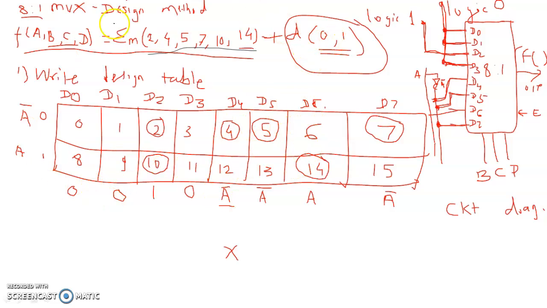So as per this design table, we can draw the circuit diagram. Means if both the terms are not included in the expression, then those data input pins are connected to the ground. 0 means logic level 0, that is nothing but the ground. If both the terms are included, then it is connected to logic 1. Otherwise it is connected to inverted input A and non-inverted input A. Okay, so that is the circuit diagram for the 8:1 multiplexer design method.